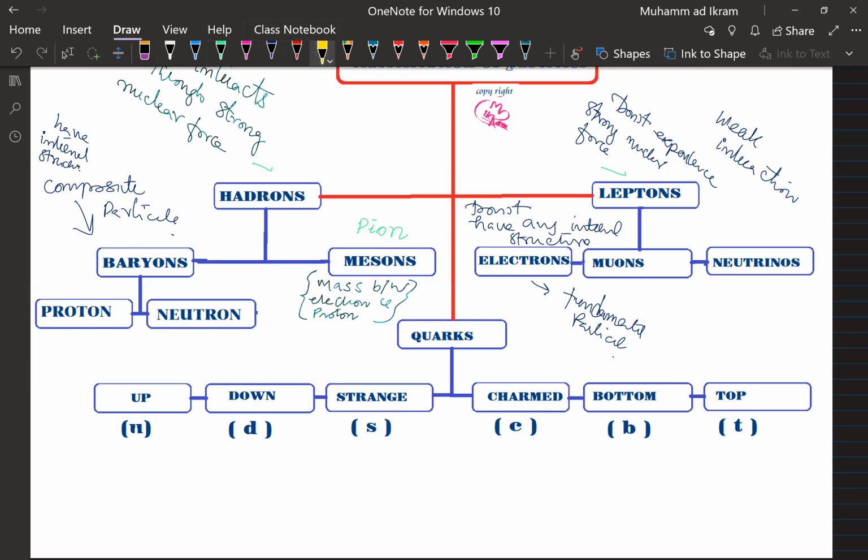Long story short, we may call them the elementary particles. They can be called truly elementary particles, because they don't have any internal structure. They are not made up of anything.